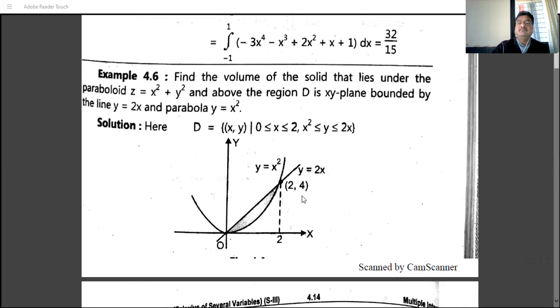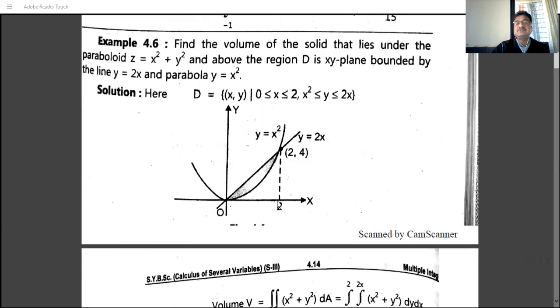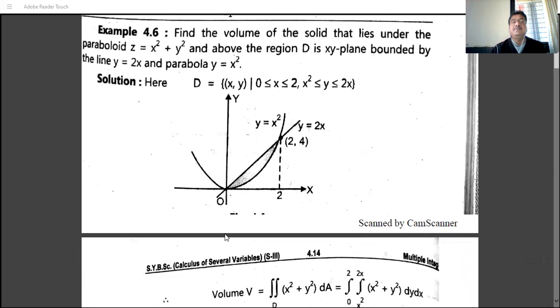So this problem is already discussed in the previous lecture, that z is equal to x square plus y square. Instead of f, the notation is z, and y is equal to 2x is this line passing through origin, and y is equal to x square is the equation of parabola. X square means it is above the x-axis, around the y-axis, and the sign is positive, y is equal to x square. That's why it is above the x-axis, around y-axis.